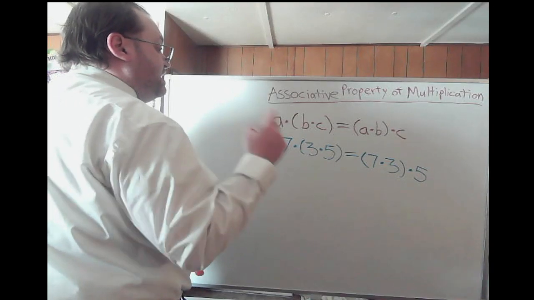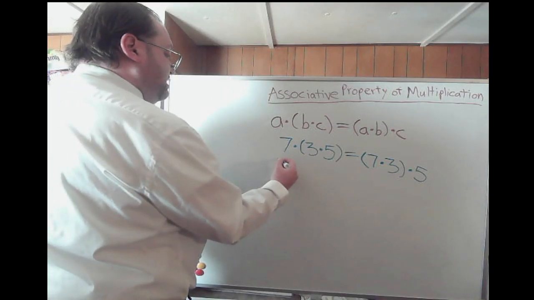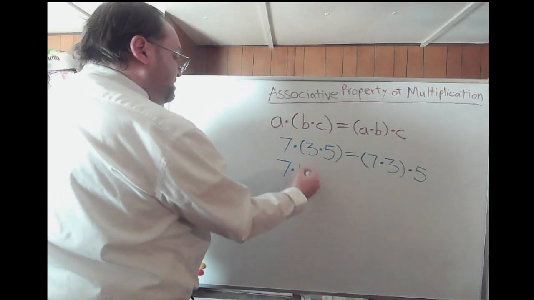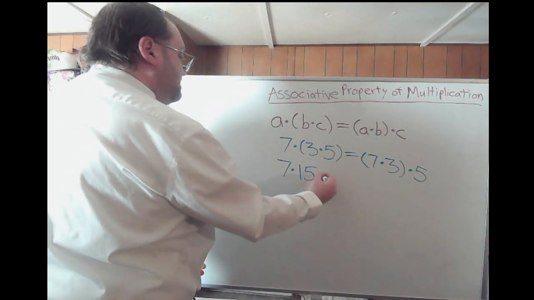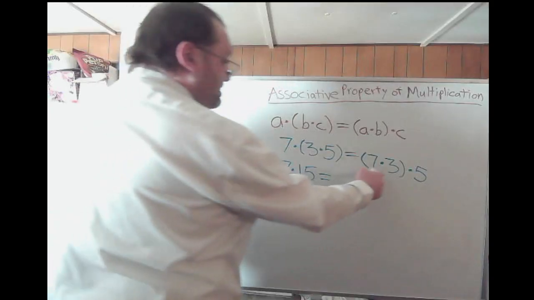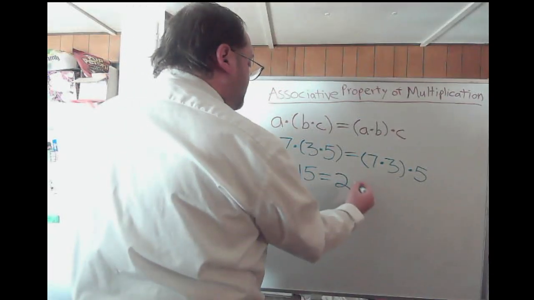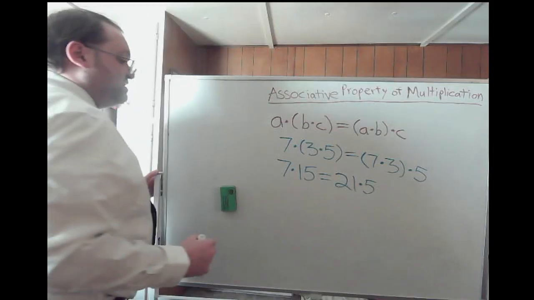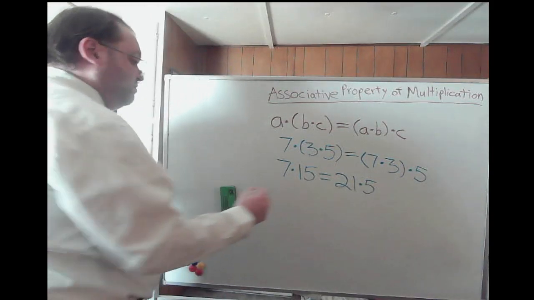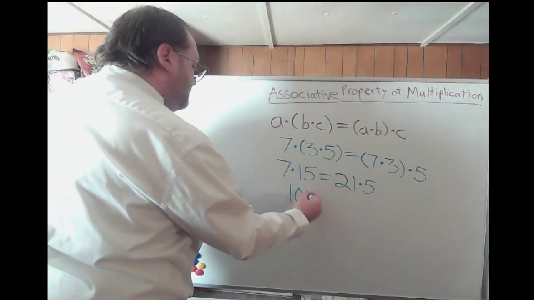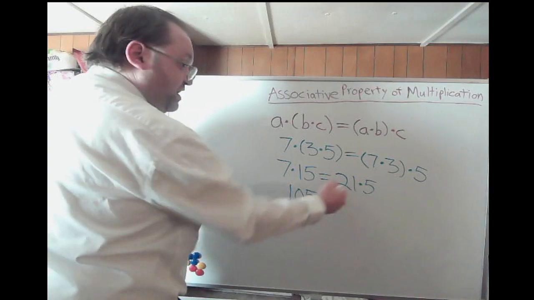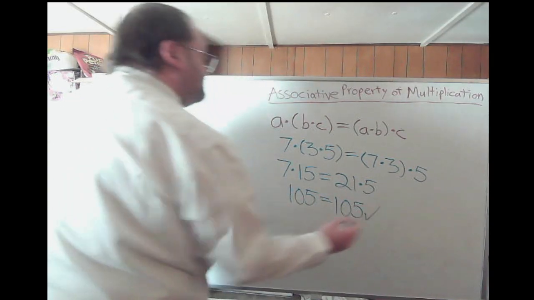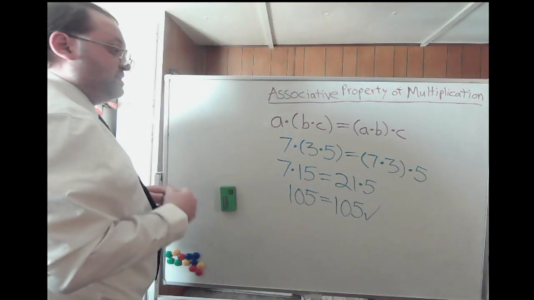Okay, now, of course, we're going to work on the left-hand side. 7 times what's inside the parentheses? 3 times 5, that'd be 7 times 15. We would set that equal to what's in parentheses? 7 times 3, that'd be 21 times 5. Well, what is 15 times 7? Well, that's going to be 105. 21 times 5, that's also 105. So yes, the associative property holds for this problem.